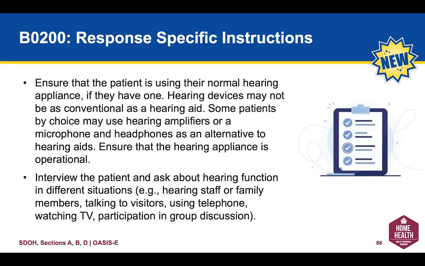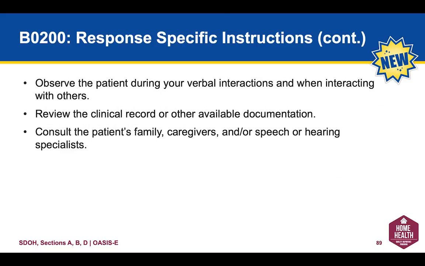In order to complete this assessment, the assessor needs to ensure that the patient has their normal hearing appliance available if they use one. A person could be using a hearing amplifier or microphone in headphones or a hearing aid. So be sure that you know what appliance is used, if any, and ensure that it is operational and available. The assessor would then interview the patient and ask about hearing function in different situations, like when talking to visitors, staff, or family members, using the telephone, watching TV, or participating in a group discussion. The assessor should also observe the patient during regular verbal interactions that occur throughout the day.